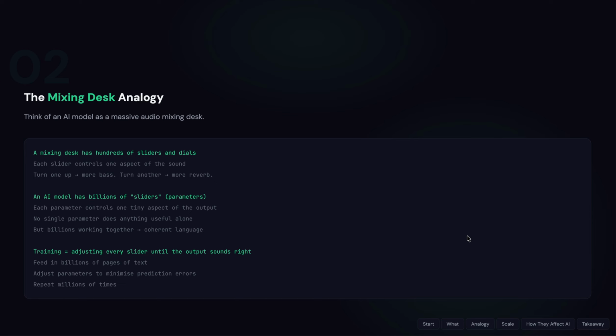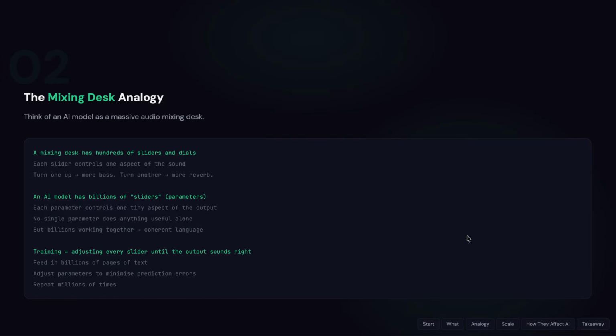So an AI model is like a mixing desk with billions of sliders, and each parameter controls one aspect of the output. So no single parameter does anything useful on its own. But billions of them working together concurrently is very useful. So training is the process of adjusting every single slider until the output sounds just about right. You feed in billions of pages of text and check how well the model predicts the next word. Then you nudge the parameters ever so slightly to reduce errors, and then you repeat that process, millions or billions of times. So by the end of training, these billions of numbers have been tuned to encode patterns of human language, and there you have it.